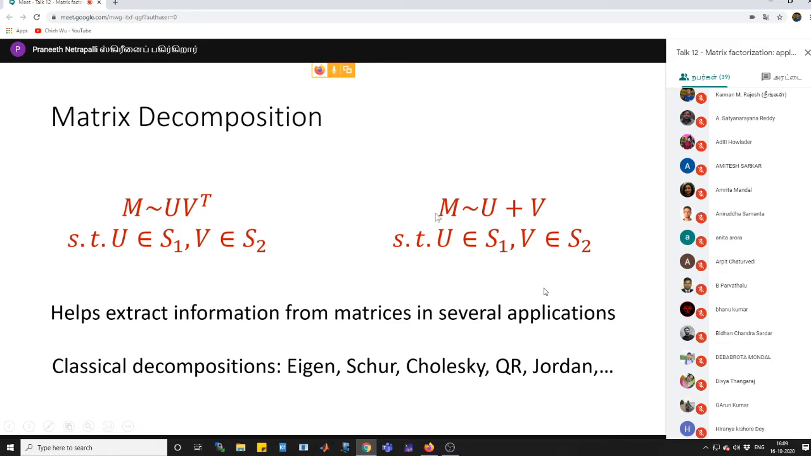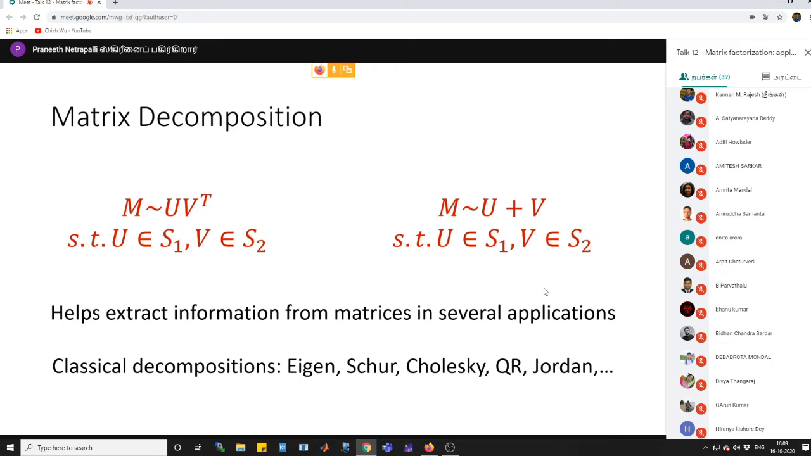Another kind of decomposition one may think of is M written as U plus V, where U again has some structure and V has some other structure, right? It turns out that in many situations, and I'll give explicit examples of what the sets S1 and S2 are, these are the decompositions that we would like to take, which help us extract information from these matrices, suppress the noise in these situations, and so on.